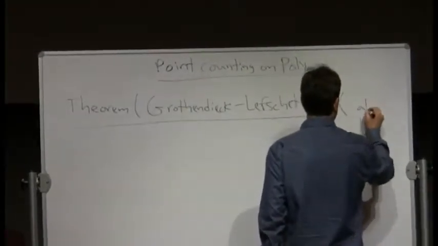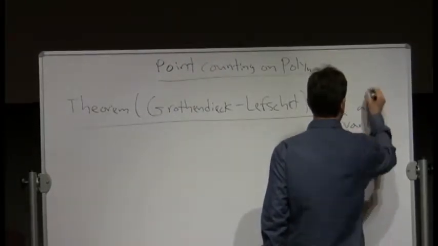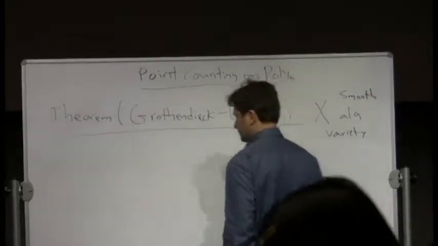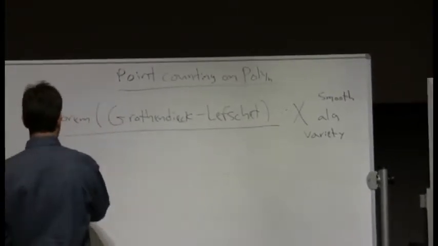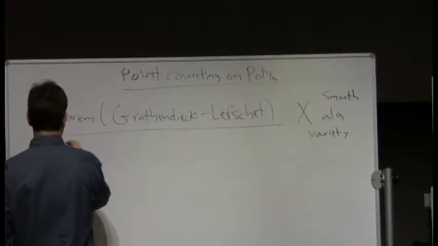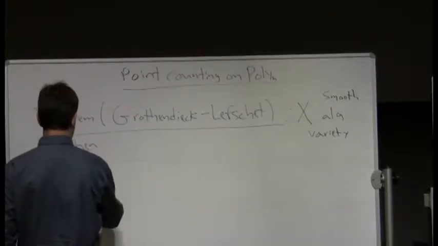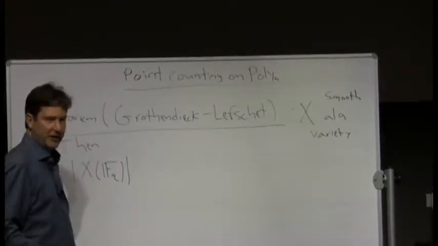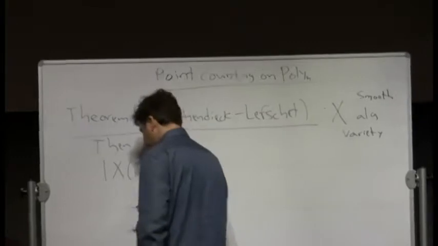Let X be an algebraic variety, and let me assume it's a manifold, so smooth, but not necessarily compact, defined over Z, say. Then, on the one hand, you can look at the number of F_q points of your variety. That's point counting. And on the other hand, here's the formula.